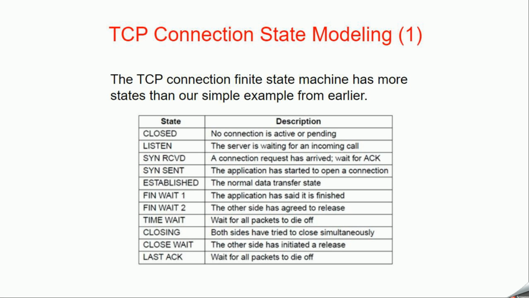So what is the closed state? There is no connection which is active or pending. TCP, as you know, is trying to establish a connection between a sender and a receiver. So when the TCP connection is present in the closed state, it implies there is no active or pending connection.